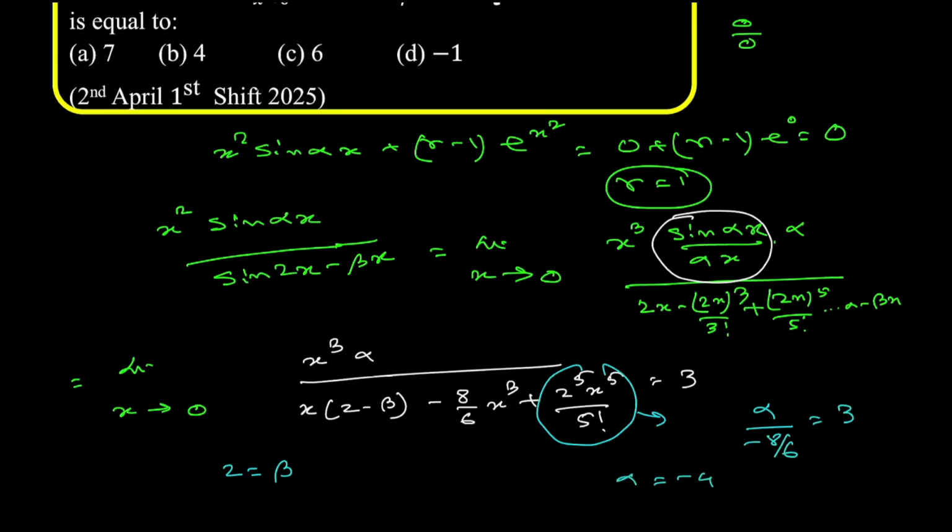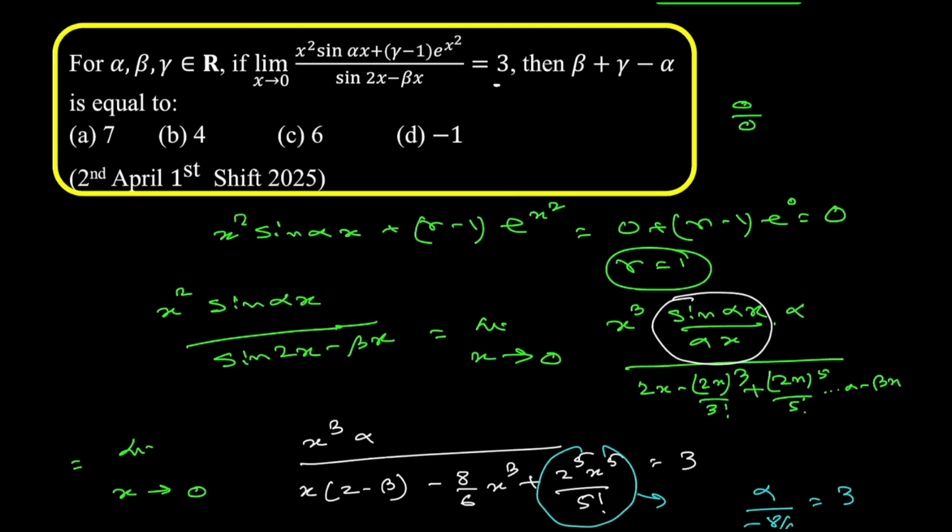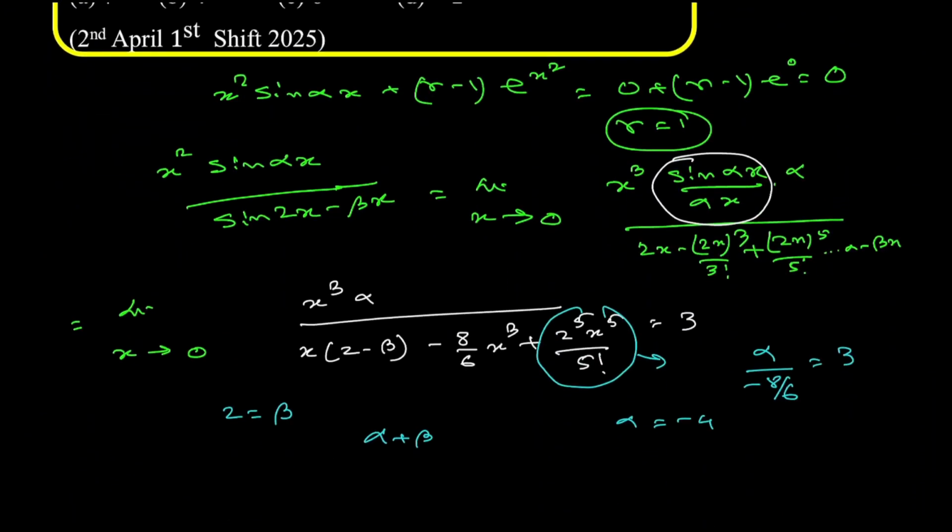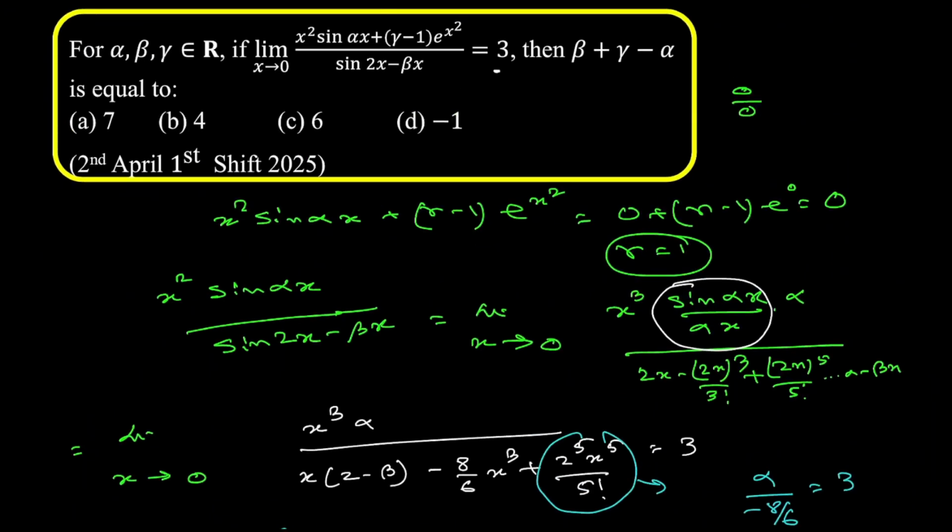So we got alpha, beta, gamma. Once again, alpha is minus 4, beta is 2, and gamma is coming 1. Now let's put the values in beta plus gamma minus alpha. Finally this is coming 7. So in this case the answer is the first option.